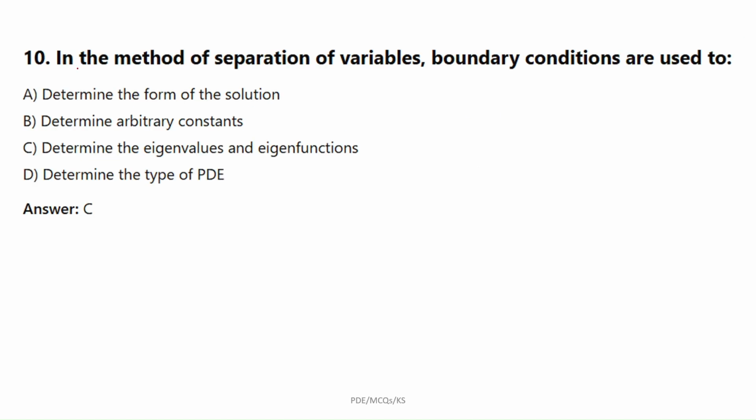Question number 10. In the method of separation of variables, boundary conditions are used to: option A determine the form of the solution, option B determine arbitrary constants, option C determine the eigenvalues and eigenfunctions, option D determine the type of PDE. Here option C is the correct answer, to determine the eigenvalues and eigenfunctions.